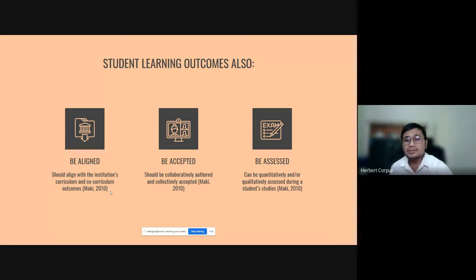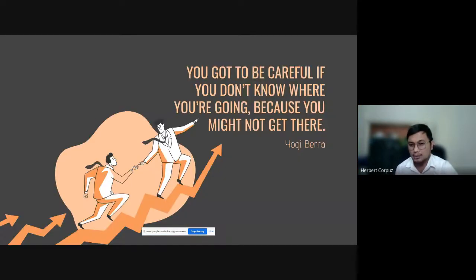Now, the student learning outcomes also should be quantitatively or qualitatively assessed during student studies. So meaning to say, our learning outcomes should make use of both tests and non-tests. Dito papasok yung tawag nating test and non-test. Because it says here that SLOs should be quantitatively, we are referring to tests here, and qualitatively assessed, we are referring to our interpretations of the quantitative results of students' tests. Okay, these are what we mean by student learning outcomes.